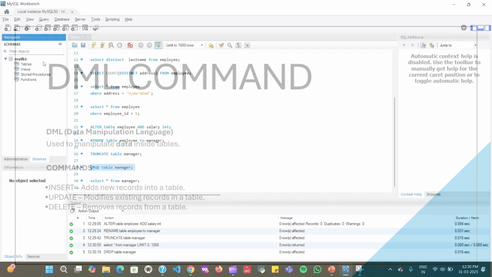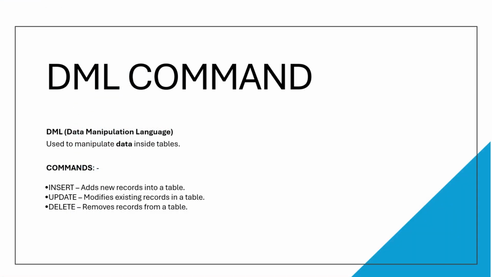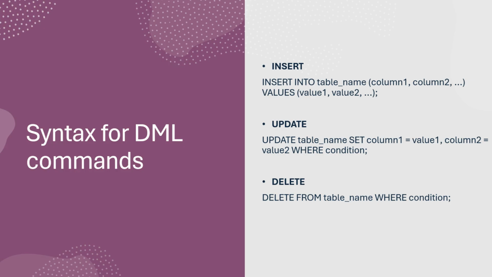DML means Data Manipulation Language. That means these commands are used to manipulate the data of the table. The commands are insert, update, delete. Insert is used to add the values to the columns of the table. Update is used to modify the values of the columns. Delete is used to remove the values of the table. Here is the syntax for the insert, update and delete commands of DML.